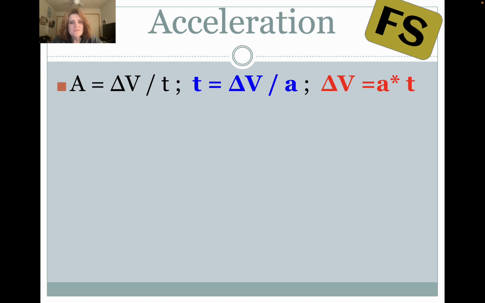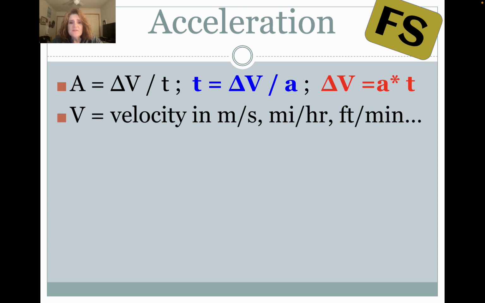Acceleration is a change in velocity over time. Time is a change in velocity divided by acceleration, and a change in velocity can be found by taking the acceleration times the time. V is velocity. It's in a mixed unit: meters per second, miles per hour, feet per minute. Time is a unit of time, and it is measured in seconds, minutes, and hours.